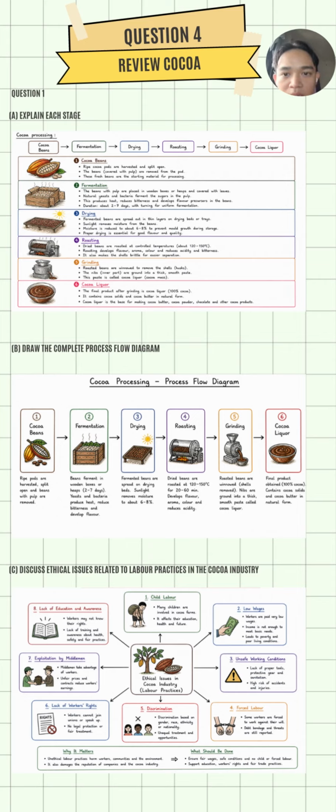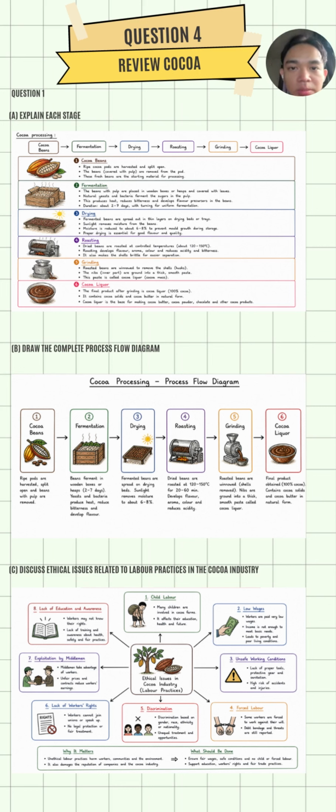After drying, the beans are roasted. Roasting is a very important step because it enhances the flavor, aroma, and color of the cocoa beans. During this stage, chemical reactions such as the Maillard reaction occur, which contribute to the characteristic chocolate flavor. Then, the roasted beans are ground into a thick paste called cocoa liquor. This cocoa liquor contains both cocoa solids and cocoa butter, and it serves as the base material for producing chocolate and other cocoa products.